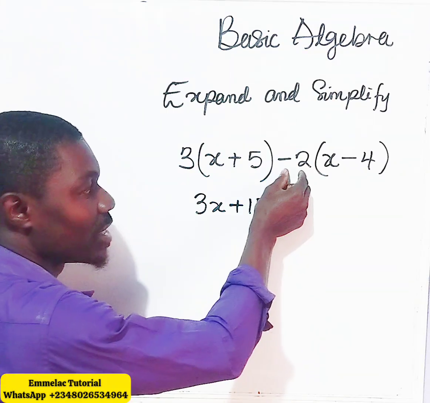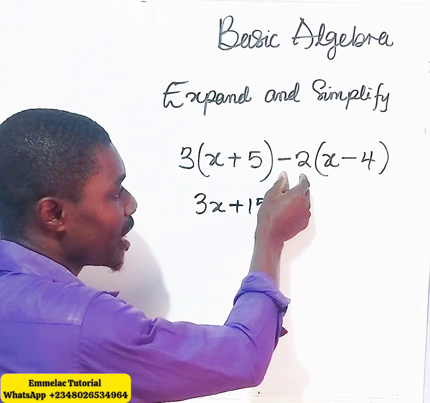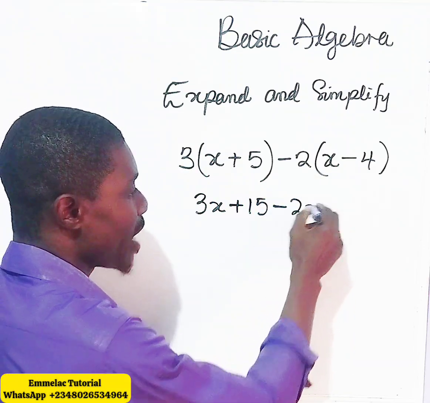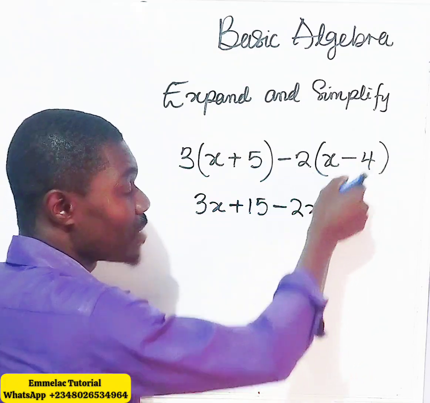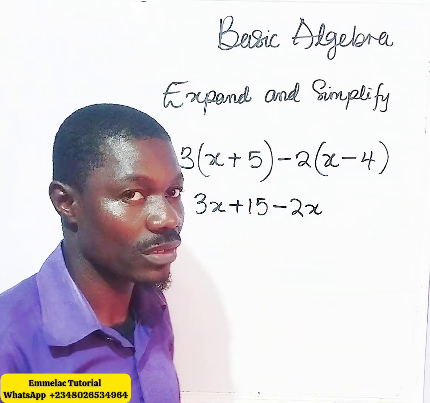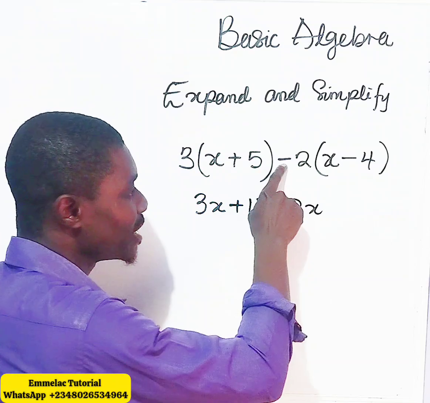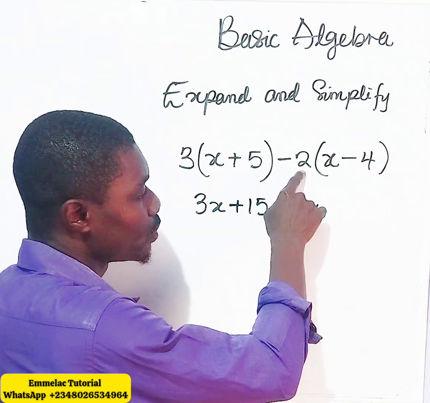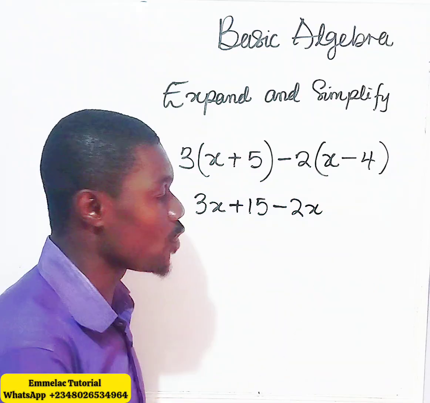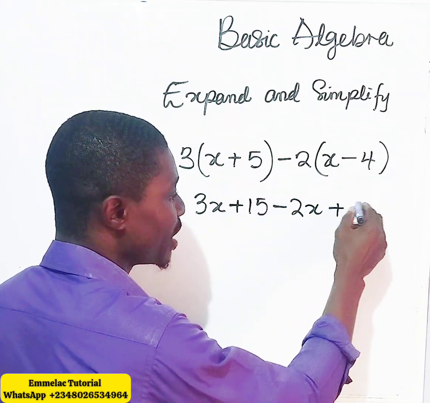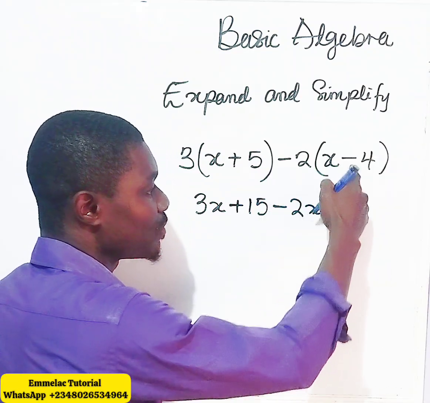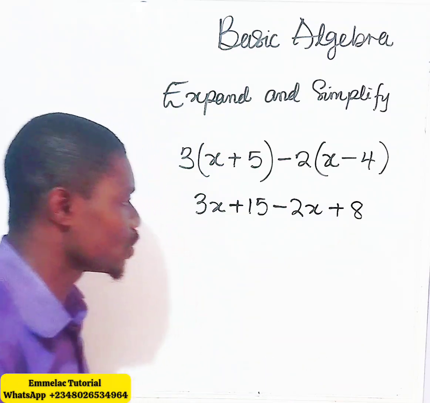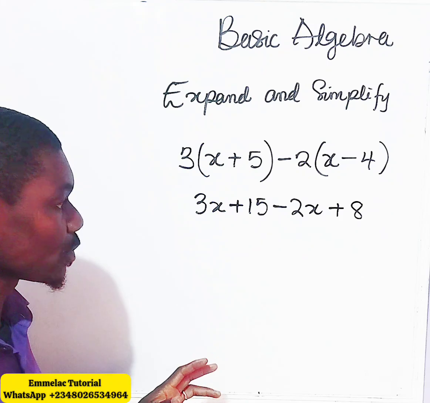Take note, here we have a negative 2. So negative 2 times x will give us what? Negative 2x. Now negative 2 times negative 4. Take note, consider the negative and negative because they are both multiplying. So negative 2 times negative 4 will give us what? Positive 8. And that's because negative times negative will give us what? Positive. Then 2 times 4 will give us what? 8.